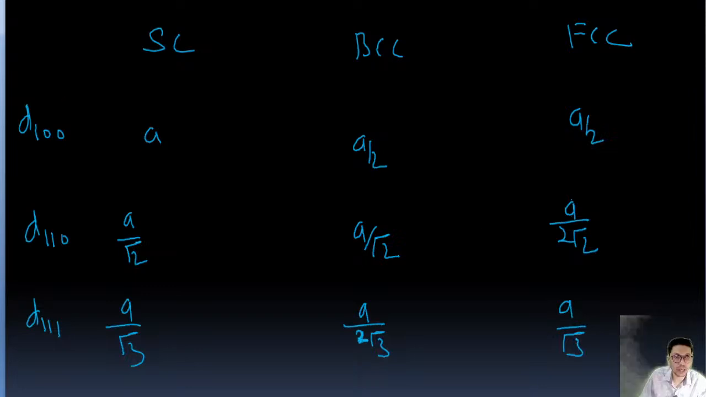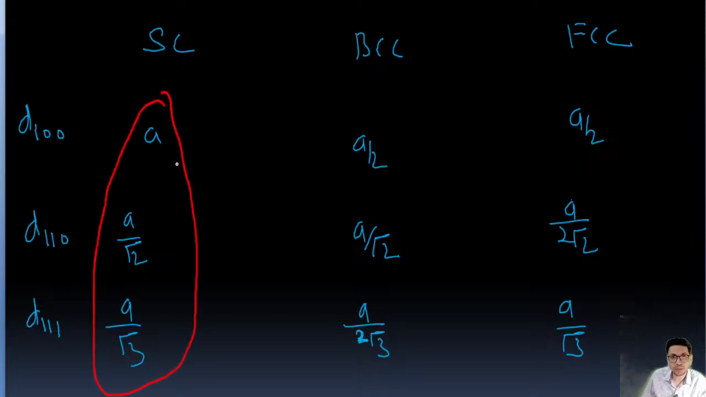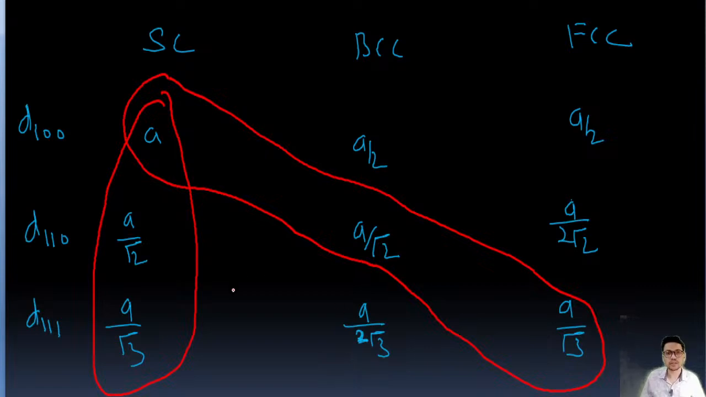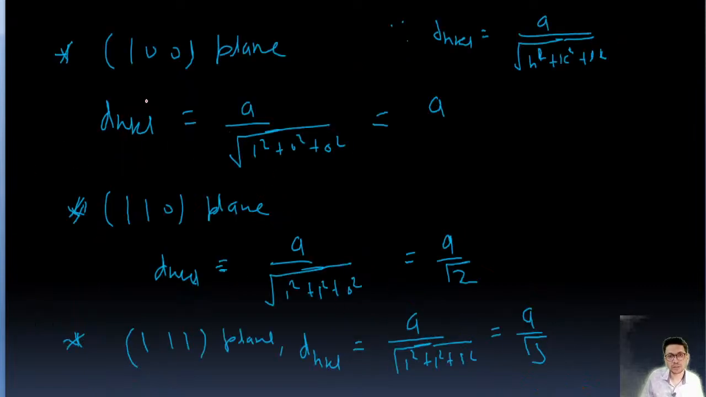So these are the values. And how to memorize them? The SC row is a, a upon root 2, a upon root 3, and the BCC middle and last values are the same. Then the first values of BCC and FCC are also the same, a by 2. Just these two you need to note down: a upon 2 root 2 and a upon 2 root 3. This is how you can find d_hkl, or you can just use the formula. So this is about Miller indices, crystal structure, atomic density and linear atomic density.